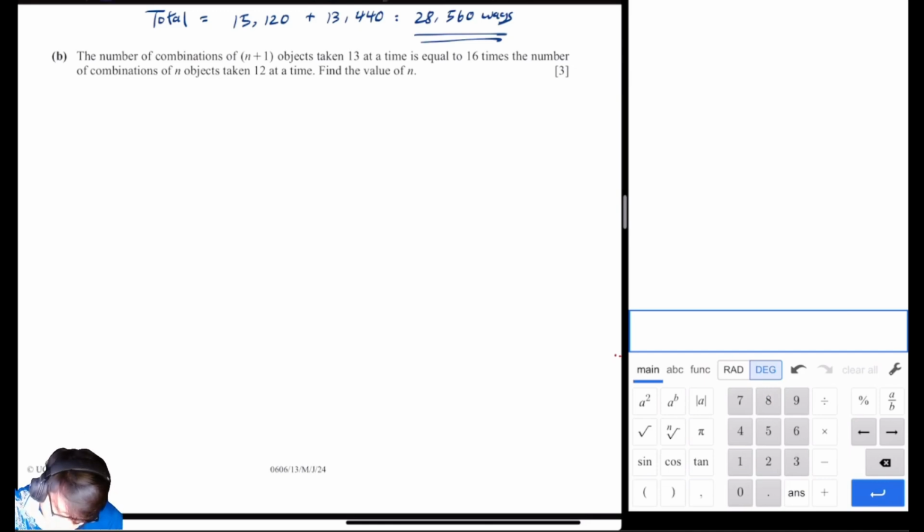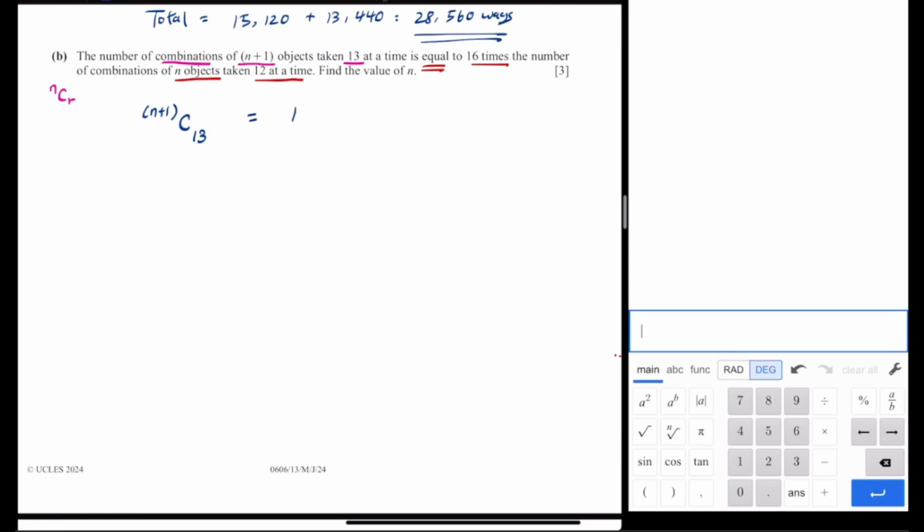Oh, part B. The number of combinations. Oh, this is a good one. N plus 1 objects taken 13 at a time. So we'll be dealing with nCr clearly because this is combinations, right? And it's equal to 16 times the number of combinations of n objects taken 12 at a time. So it's our job to find the value of n, and we have to break down all the available information. So n plus 1 C 13 is equal to 16 times n C 12.